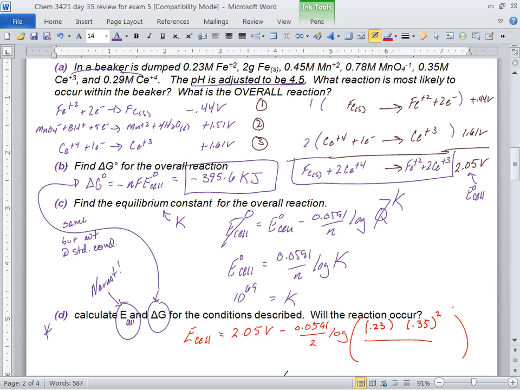Where is C? Oh, cesium 4 plus is 0.29. Do you see where I'm getting that stuff? It's going to be the concentration, just looking at the overall reaction. That's where I'm getting this from. The concentration of iron 2 times cesium 3 squared divided by the concentration of cesium 4 squared.